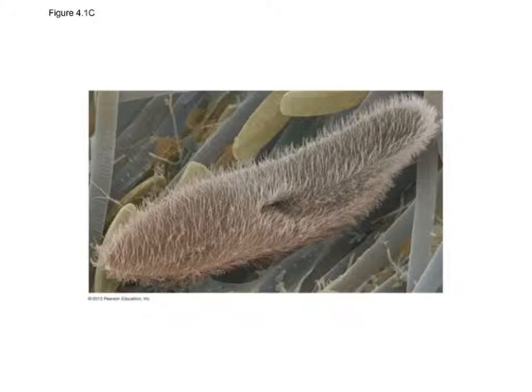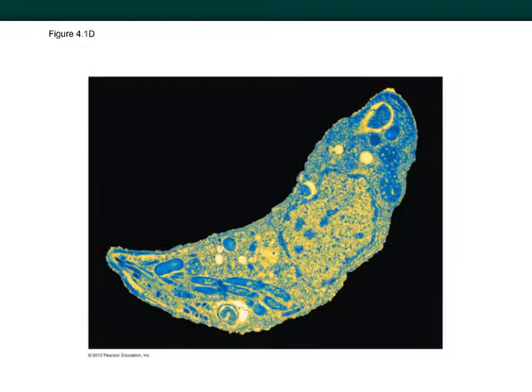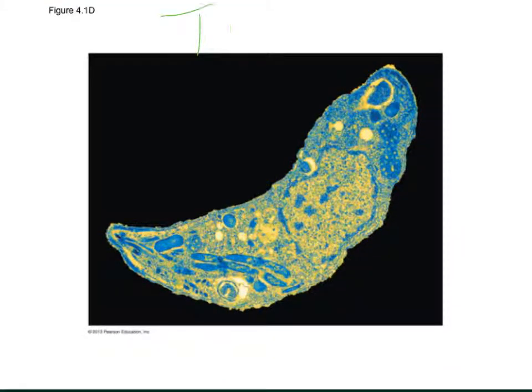So you can see here, this is a paramecium, and we can see the surface, the cilia, the oral groove, and so this is our scanning electron microscope. Now here's our paramecium again, but in this picture we're using our TEM, our transmission electron microscope. And so we're able to see the interior structures and some of the organelles inside of our paramecium.